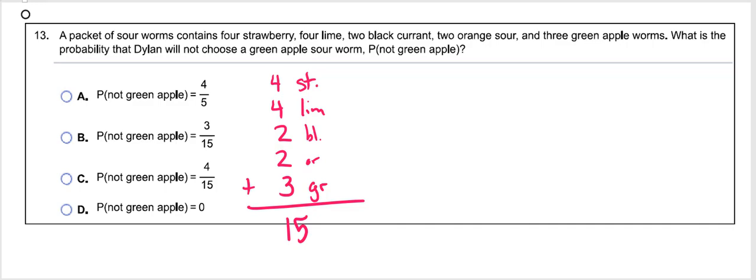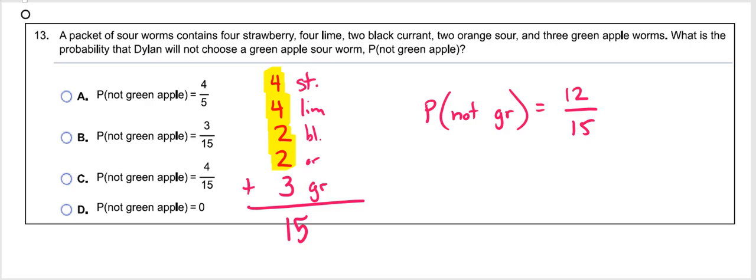We want the probability that it's not a green apple. So if we add all of those up that aren't green apple, there are 12. So the probability of not green apple is going to be 12 out of 15. If we simplify that, we get 4/5. Oh, sorry, that says 4/15. 4/5. There we go.